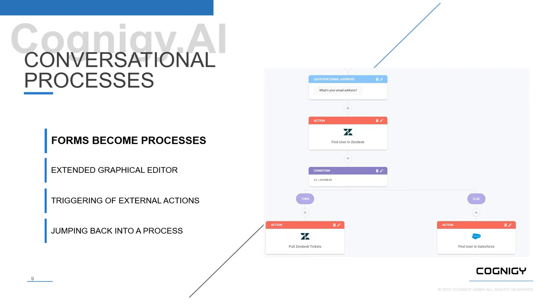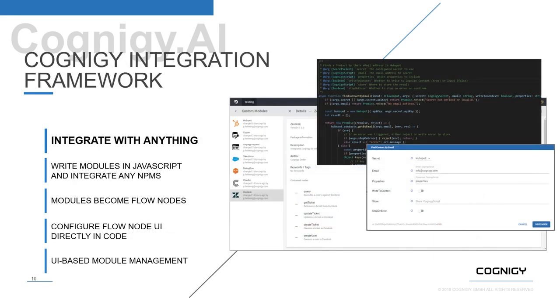Now, as we remember, the second piece of the puzzle was integrations. We need to be able to interface with third-party systems, like, for example, Zendesk or Salesforce. We're enabling that through the Cognigy integration framework. We're saying integrate with anything. You can write standard modules in JavaScript and integrate any NPMs that are out there on the market. NPMs are pre-built modules that are available on the NPM registry, and many vendors like Microsoft, Salesforce, HubSpot, and others are releasing integrations to their systems as these NPMs, which makes integrating Cognigy with these platforms even easier.